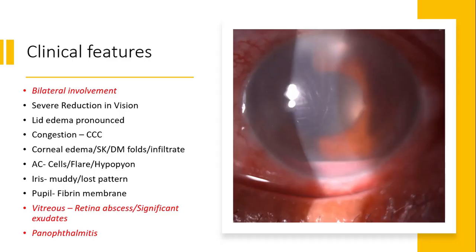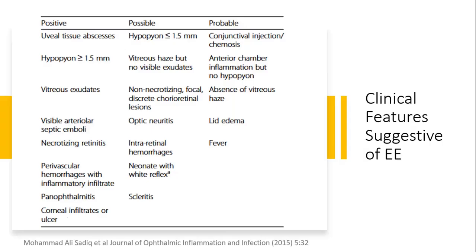The vitreous or the posterior segment involvement can be in the form of a retinal or a chorioretinal abscess, and the exudates tend to be more significant or denser, and they are more prone to go into panophthalmitis also. So certain signs have been suggested to be indicative of endogenous endophthalmitis in literature. So abscess of the choroid, more hypopyon, more vitreous exudates.